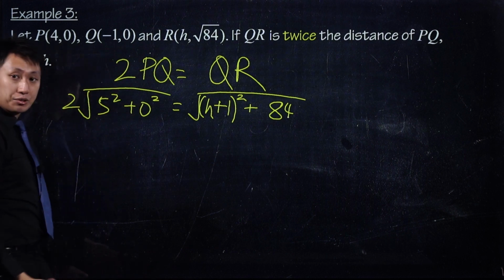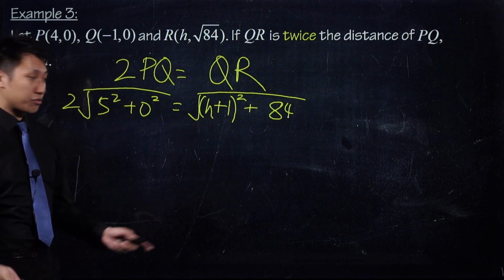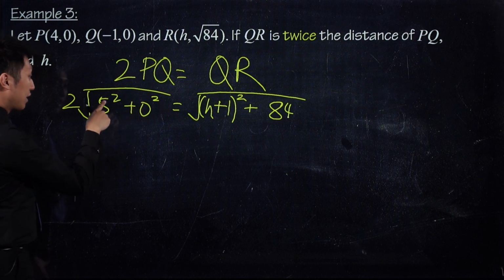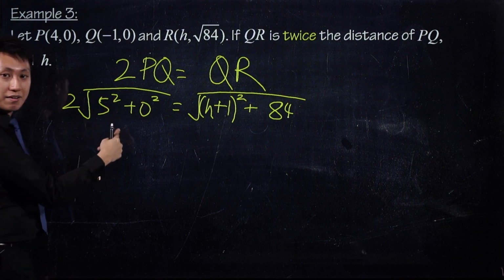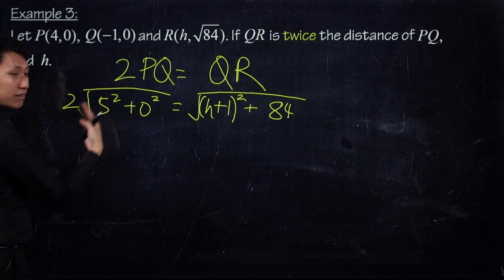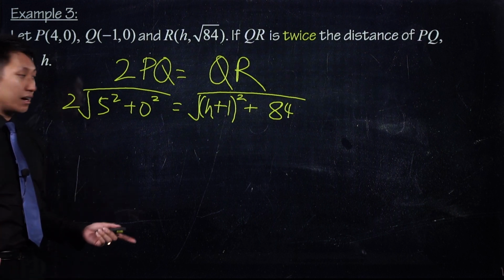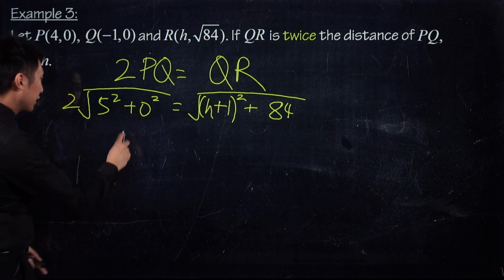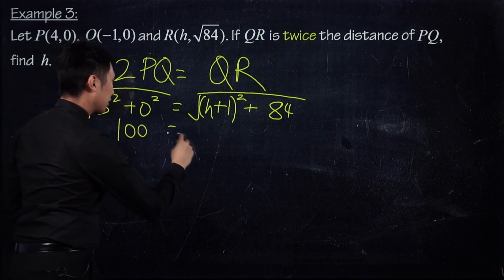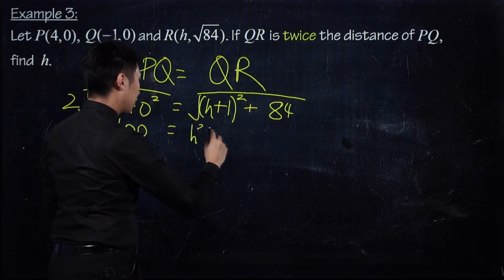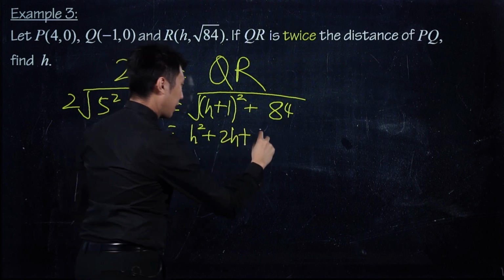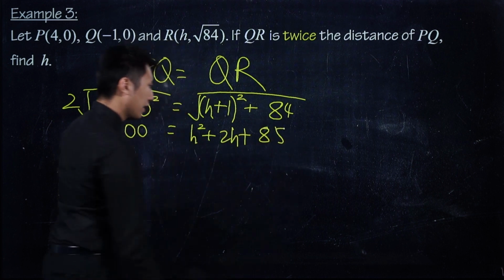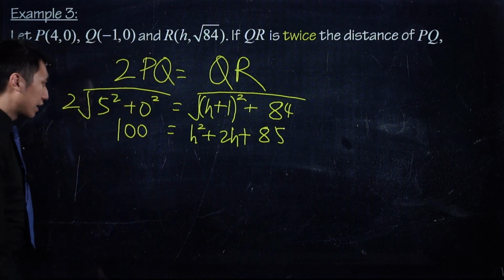Okay, then now what do we do? I don't like square root, so I remove the square root. If I remove the square root, what do you get here? This one, 5 originally, 5 squared, which is 25. Take square root, it's 5. 2 times 5 is 10, but you have to square both sides, so it gives you 100. It is equal to, here I open up, h squared plus 2h, then plus 1 plus 84, so plus 85.